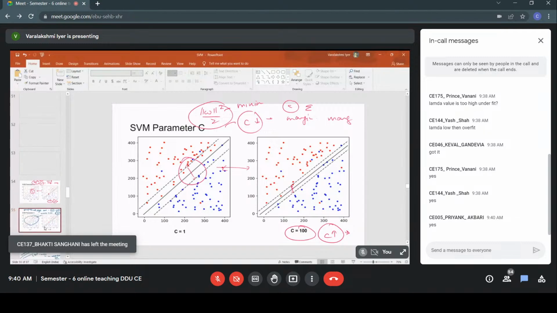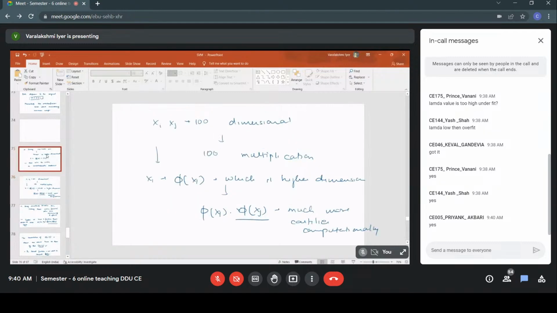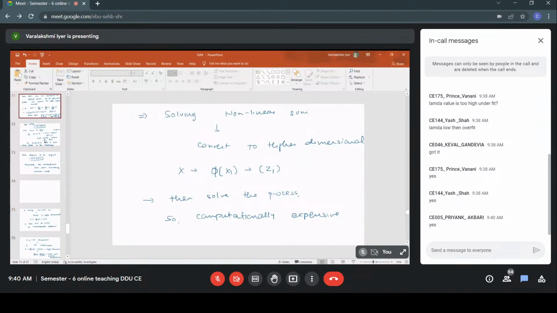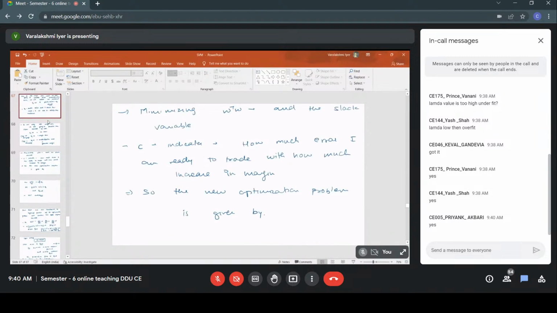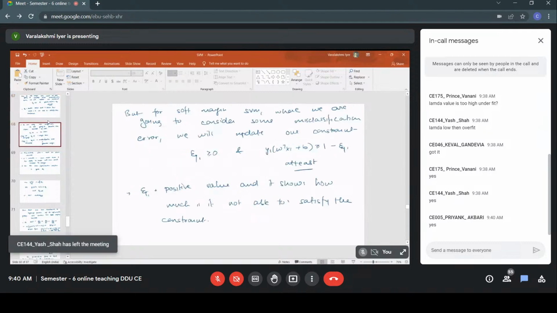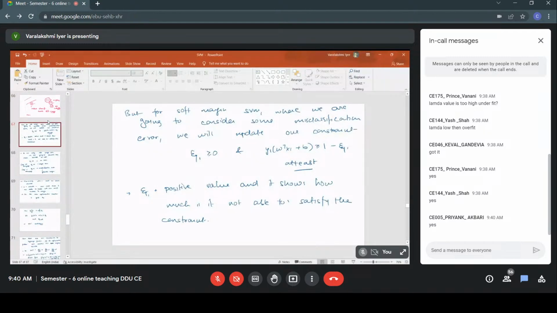Okay, so now let us go through the Lagrange multiplier case of this. So our optimization problem. But for soft margin, where we are going to consider some misclassification, our constraint will also change, where we have a zeta parameter, which is your slack parameter, or you can also call this a penalty. This slack parameter is supposed to be greater than or equal to 0.